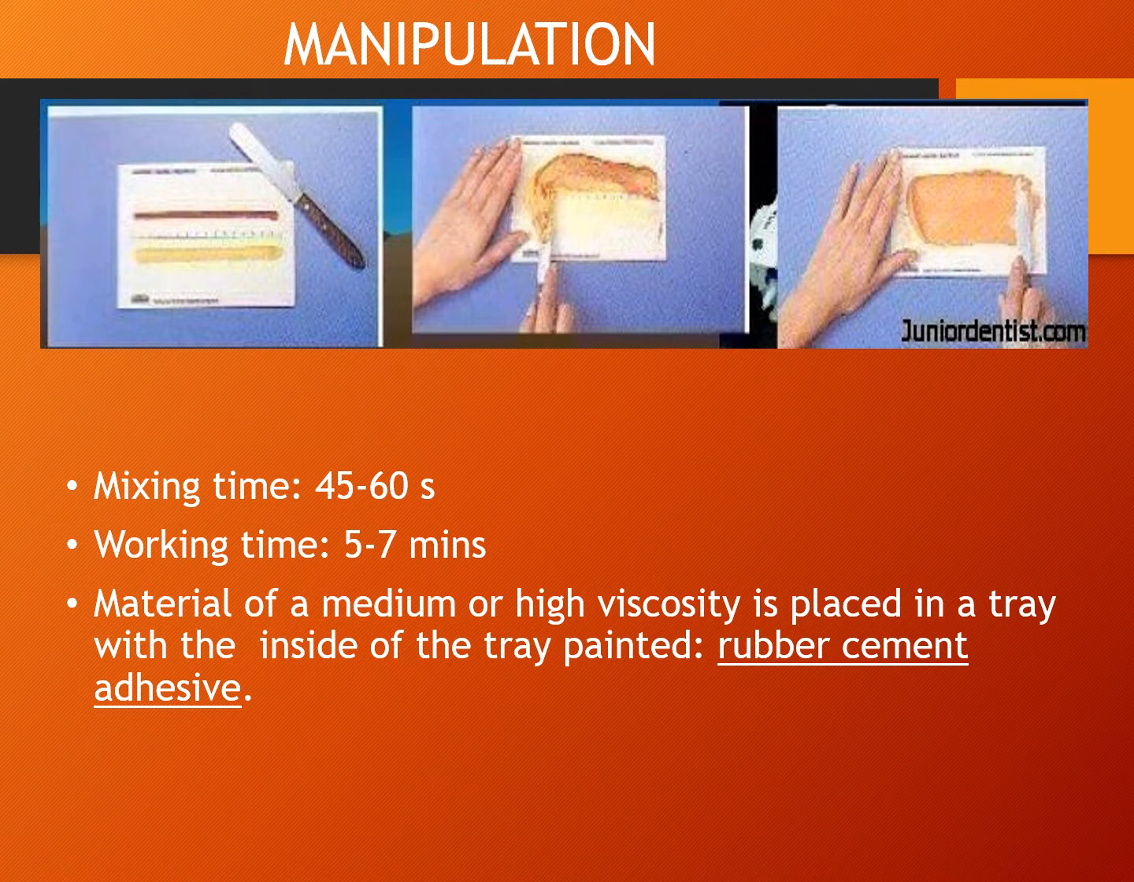The catalyst is dark and the base is white, so thorough mixing is readily observed by lack of streaks in the mix. Now the material of medium or high viscosity is placed in a tray that has been painted with rubber cement adhesive, and the solvent from this adhesive is allowed to evaporate. Otherwise, the polysulfide material may separate from the tray during removal from the mouth.